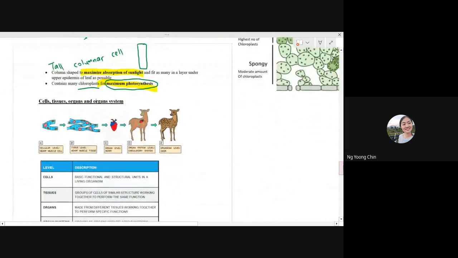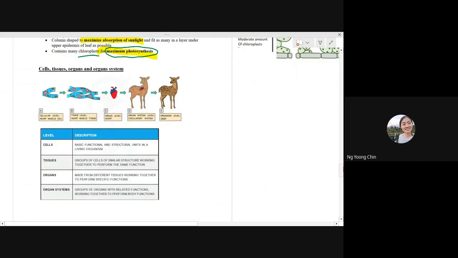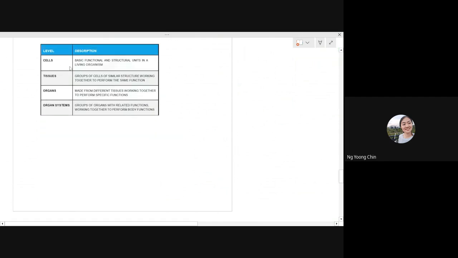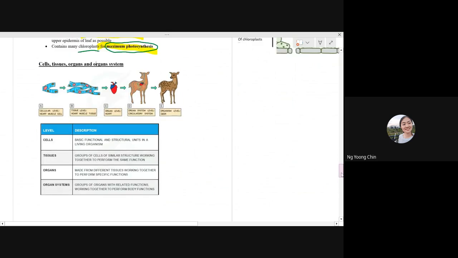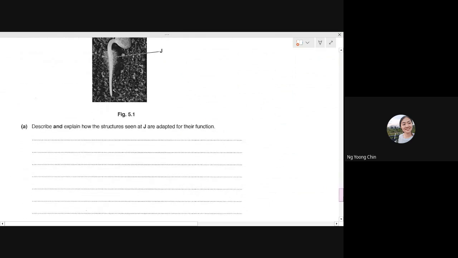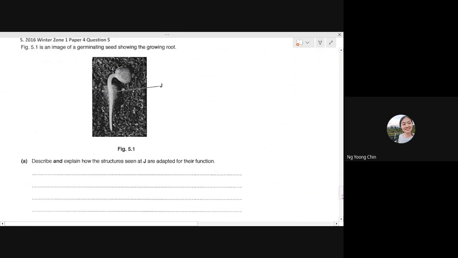Okay, so let's continue to the next chapter. As you already know, the human is a very complex system. The human is formed by several complex systems, which are made up of a group of organs, and the organ itself is made up of a group of specific tissues that work together to perform a specific function. So this is just for your understanding. From the cell to tissue to organs to the organ system, finally it becomes a complex organism like us.